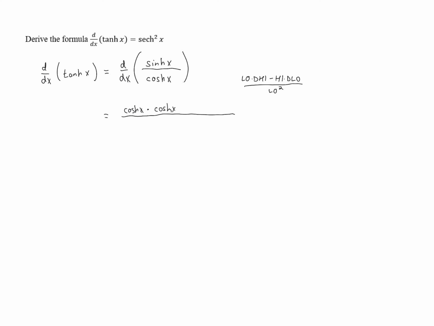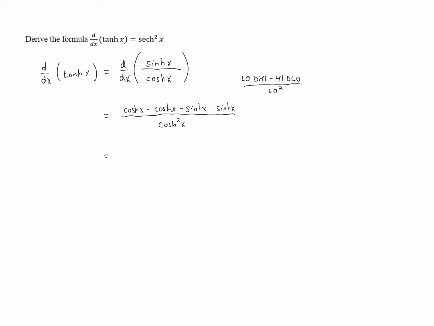So that's going to be minus sinh of x, the higher function, times the derivative of the lower function. Well, the derivative of cosh is just another sinh. So we've got sinh of x all over the lower function squared. So it's going to be cosh squared of x.